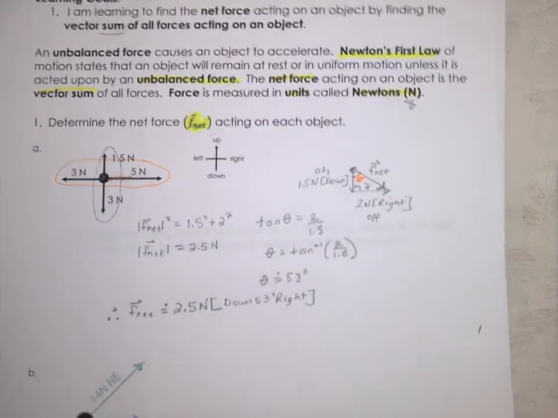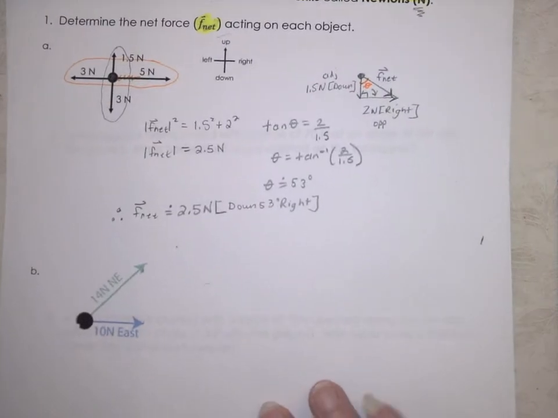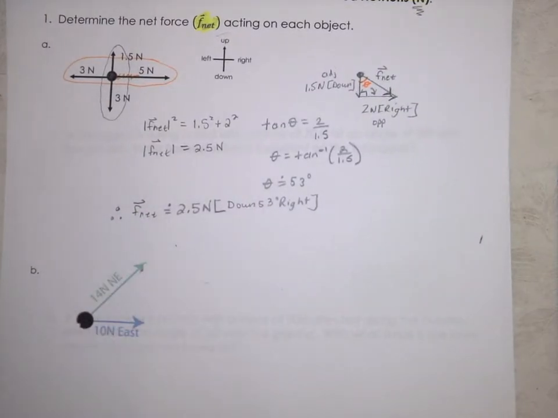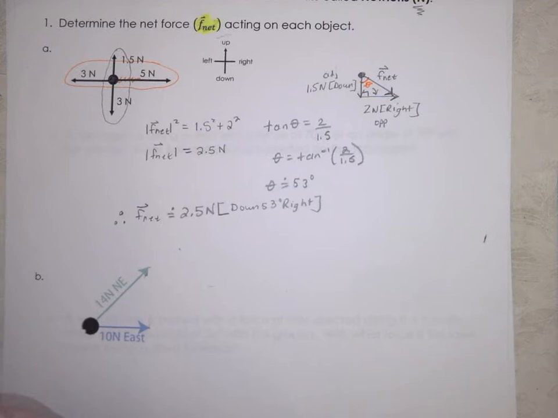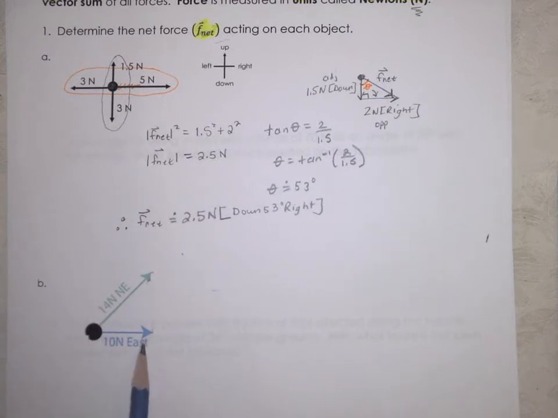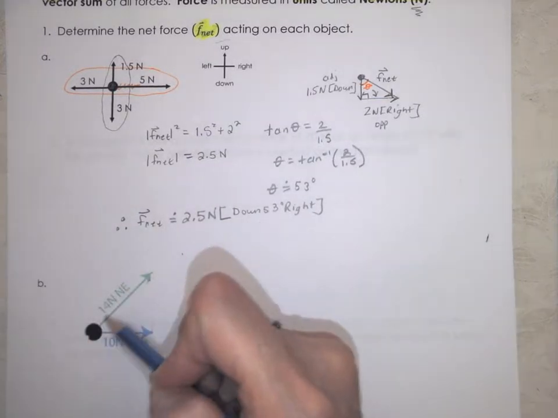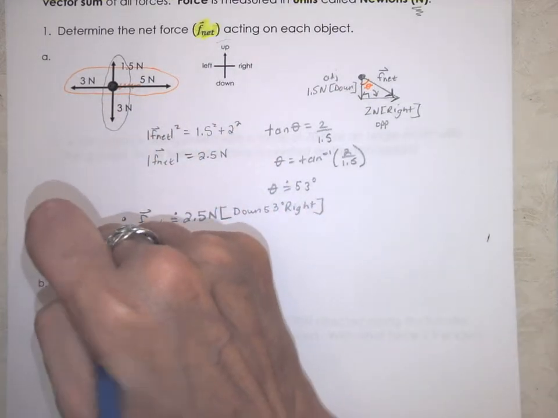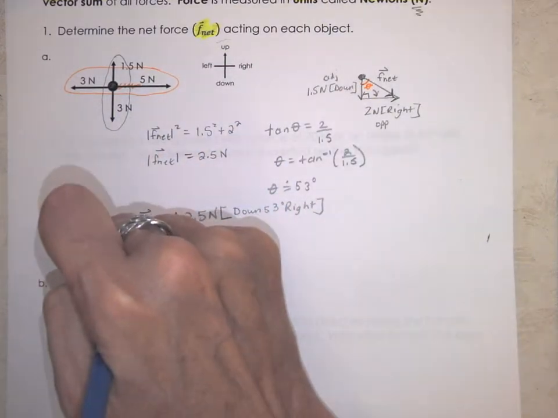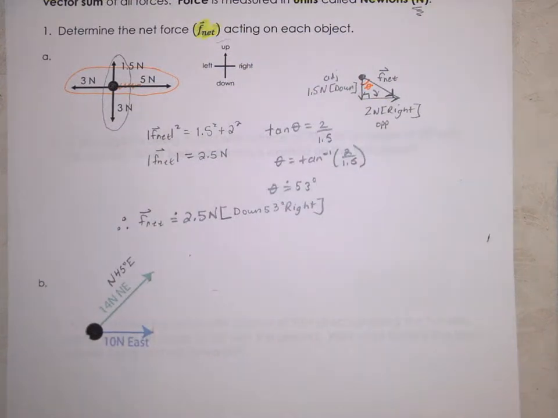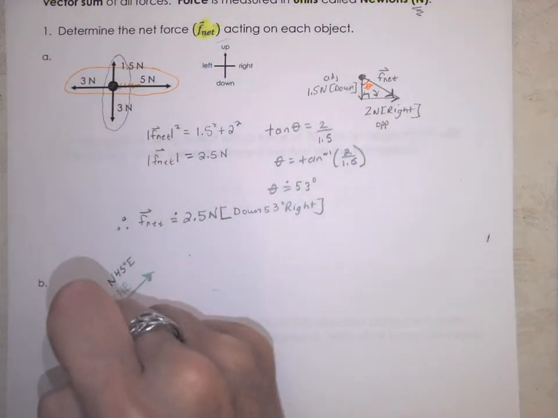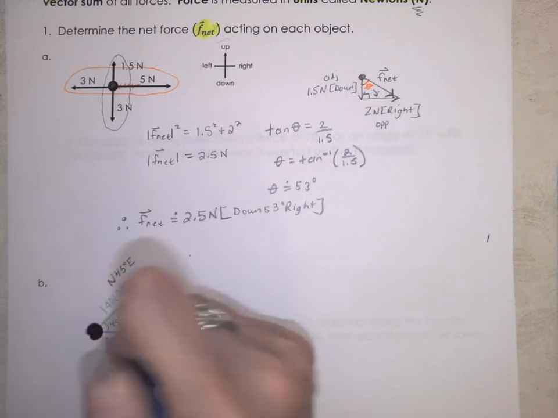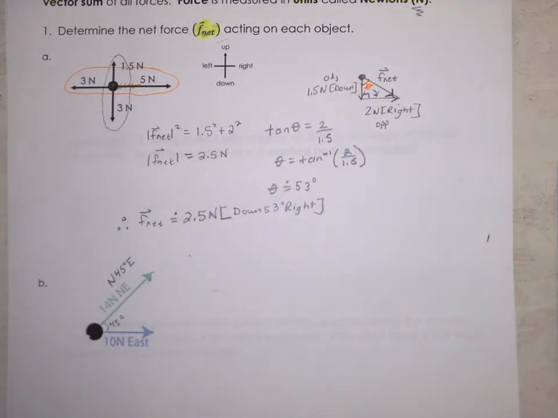So there's F net. Our second problem again shows an object portrayed by a dot here, and it's being pulled by a 10 Newton force to the east and by a 14 Newton force to the northeast. And remembering, northeast means north 45 degrees east. Right now those vectors are tail to tail, and we know that the angle in there is 45 degrees. But when we add them, we have to add them tip to tail.